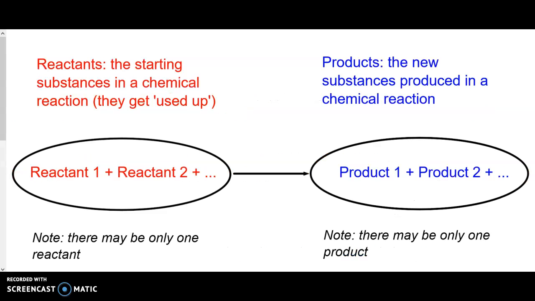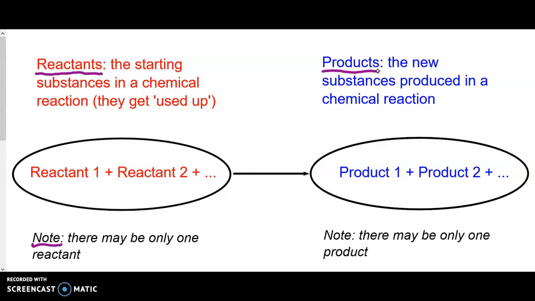In a chemical equation, we have starting reactants. These are substances that we start with in a chemical reaction. And in the process of this chemical change, they get used up. Note, we can start with 1 reactant, 2 reactants, 3 reactants, as many as we need. And finally, in our products, these are substances that are produced in a chemical reaction. There might only be 1 product, there might be 2 products, there might be 3 products.